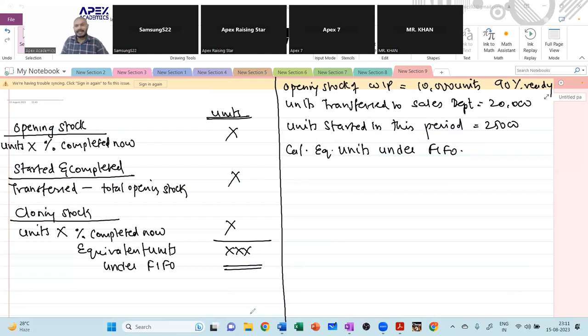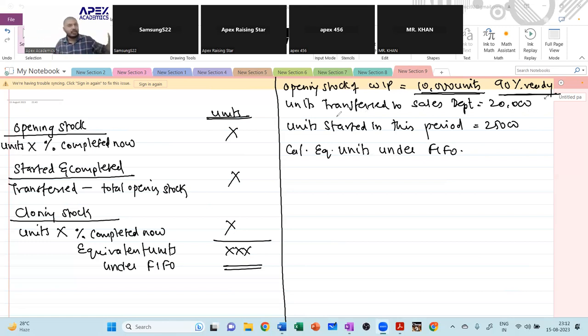under FIFO. Very simple. My first question, when you open the warehouse, what is the first unit that you will touch? Will it be out of these 10,000 units? Yes, sir. You will do some work on them? Yes, sir. That work will make them 100% ready. Today they are 90% ready, which means you have done 10% hard work on them.